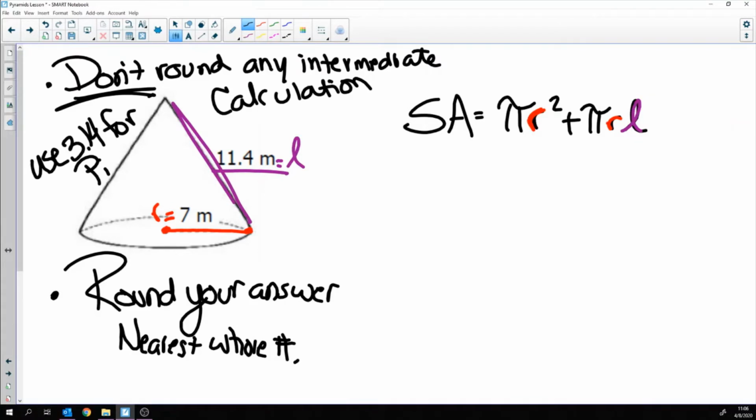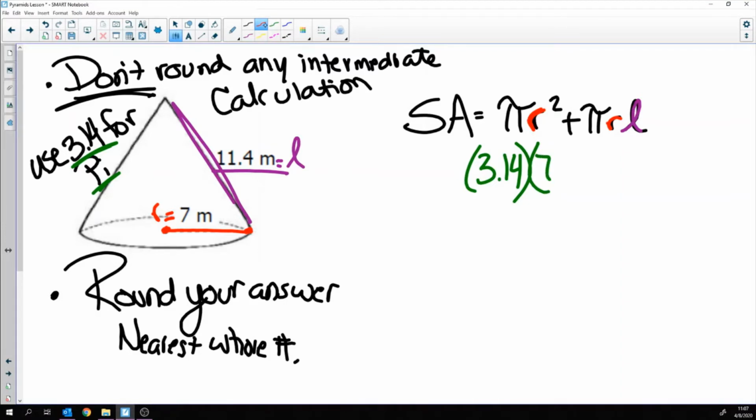Google actually uses the full pi. So don't use Google. Now we just plug it in. Pi, we already used that color. Let's use green. So pi is green, 3.14. So we have 3.14. Now the radius we know is 7, so we're going to plug that in.